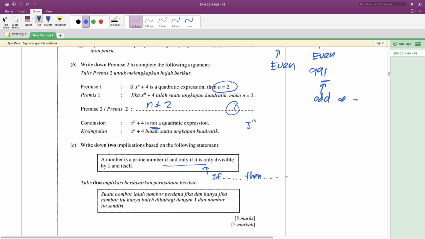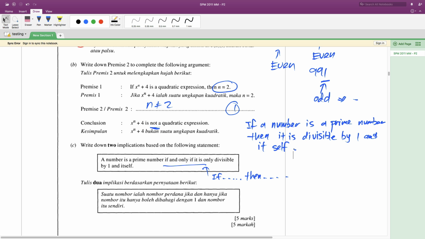So I will write: if a number is a prime number, then it is divisible by 1 and itself. This one is the first one. Then you have to write the other one, which is the flip.